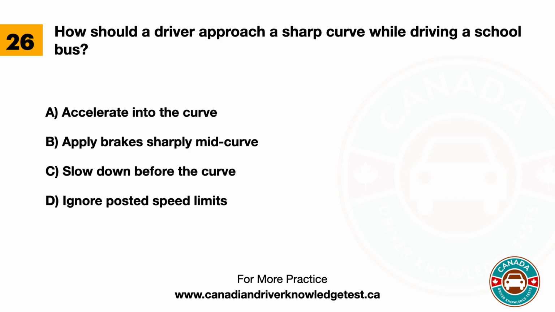Question 26. How should a driver approach a sharp curve while driving a school bus? A. Accelerate into the curve. B. Apply brakes sharply mid-curve. C. Slow down before the curve. D. Ignore posted speed limits. The answer is C. Slow down before the curve.